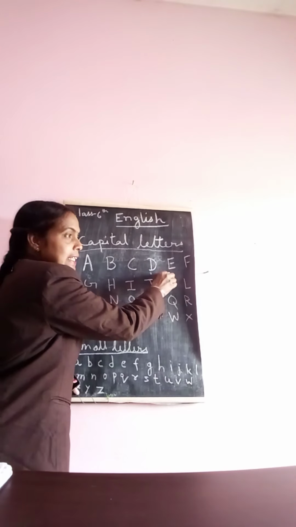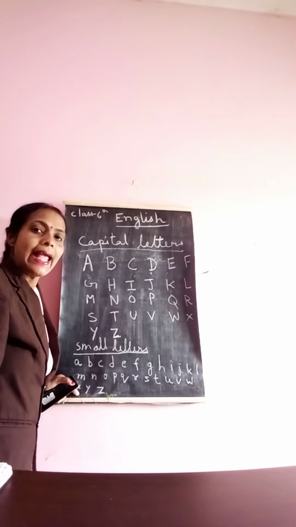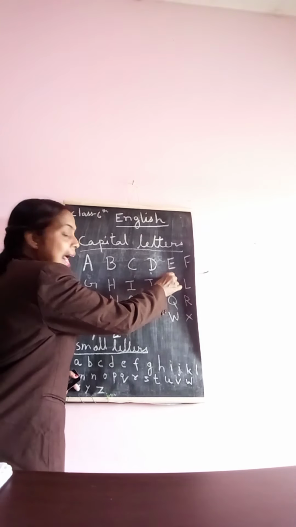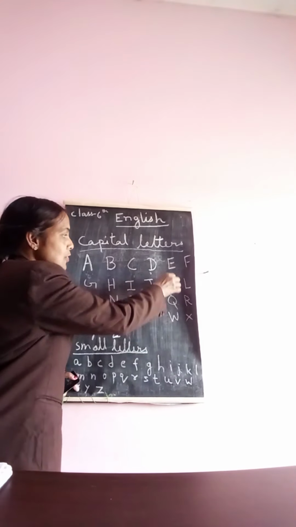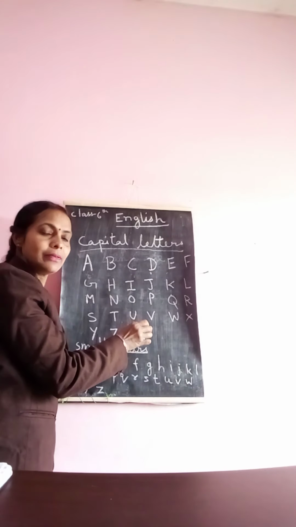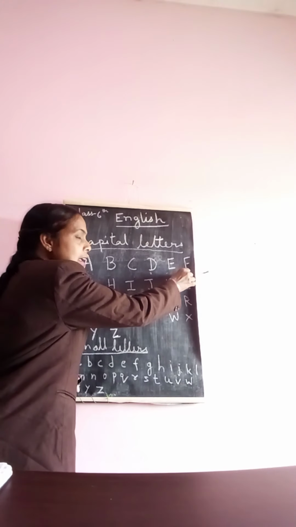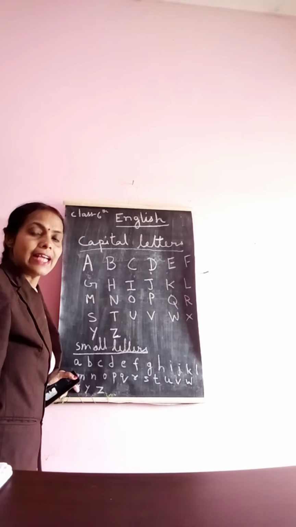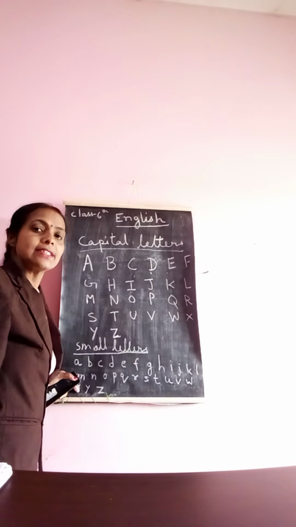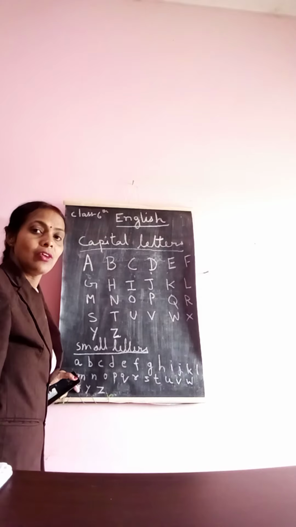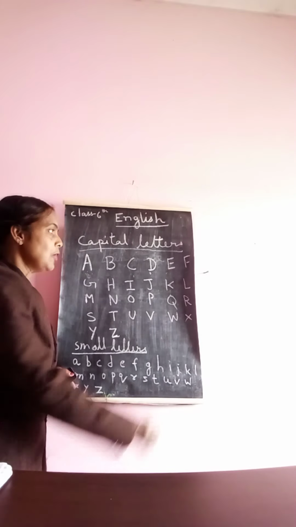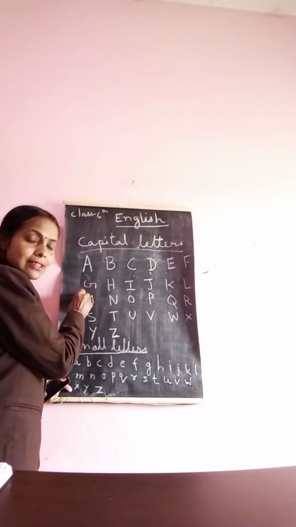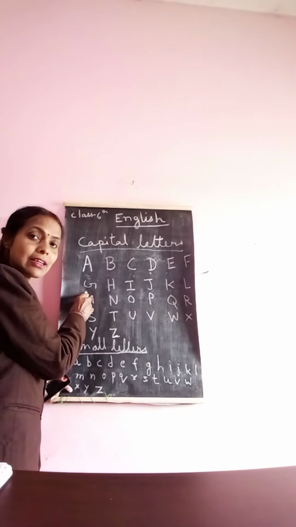This is E. What is the sound of E? A. Egg, elephant. The sound of E is A. What is this? F. F sound is f, as in fish. Flower, frog. So F sound is f. What is this? G. G sound is G.